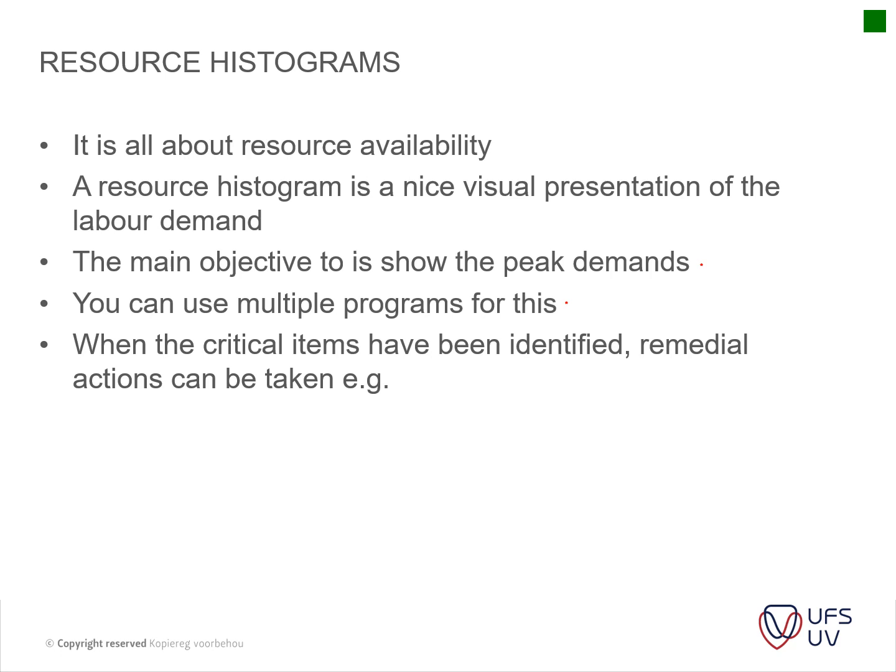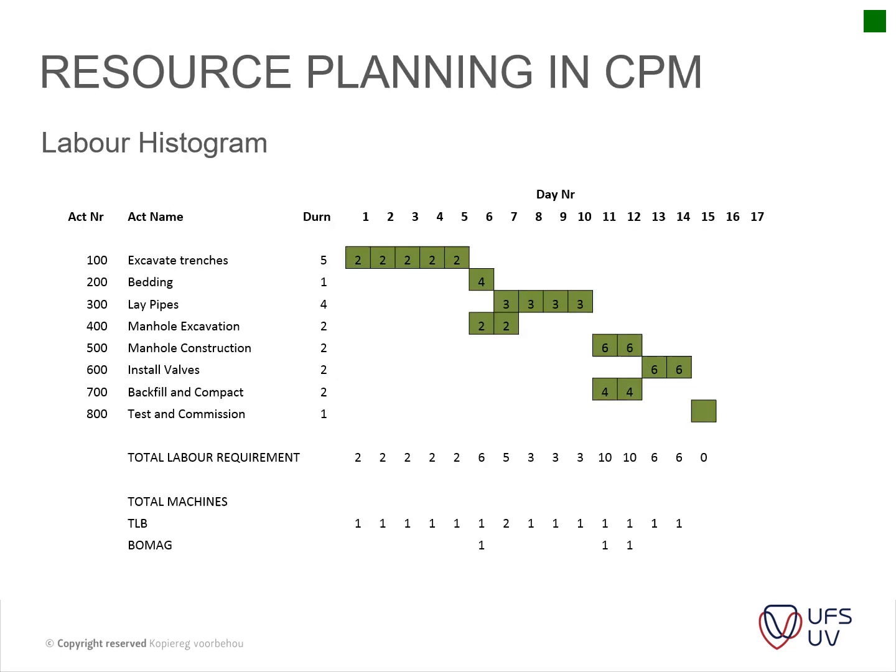When the critical items have been identified, remedial actions have to be taken, e.g. appointing more people, getting more machinery, or just letting the project run for longer. So those are the types of options that you do have.